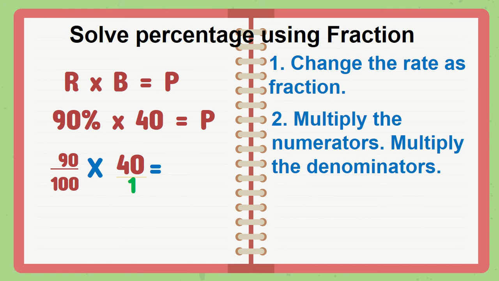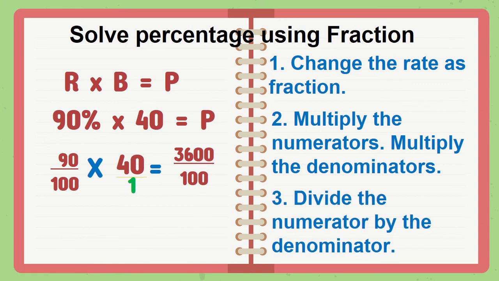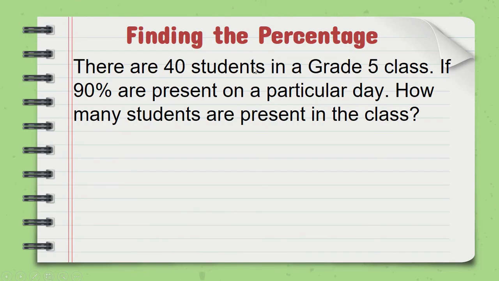So step 2, multiply the numerators and multiply the denominators. So 90 times 40 and 100 times 1, that will be 3,600 over 100. So step 3, divide the numerator by the denominator. 3,600 divided by 100 is equal to 36. So, the percentage is 36. To answer the problem, 36 students are present.